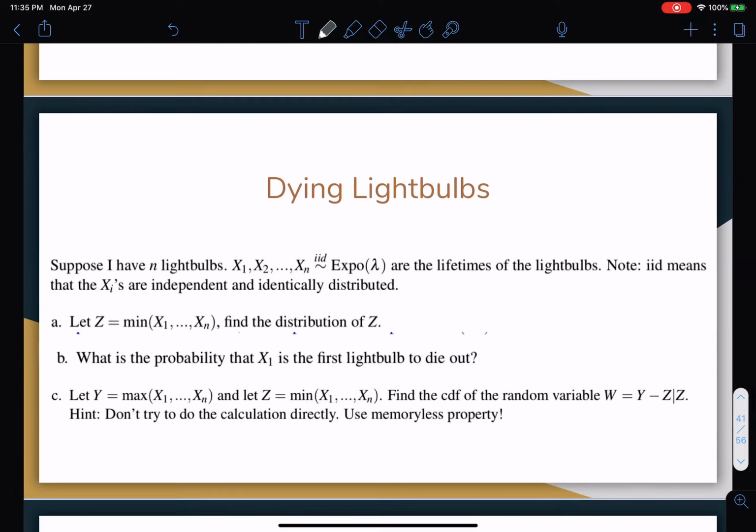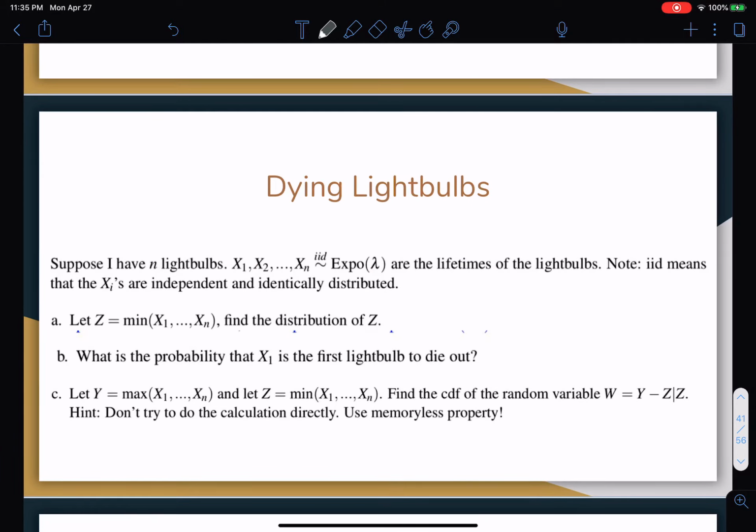Okay, dying light bulbs. Suppose I have n light bulbs, x1 to xn, and they're distributed exponentially with lambda, and that's the lifetime of the light bulbs. And they're distributed IID. Okay, question A. Let Z be equal to the minimum of x1 to xn. So essentially it's the first light bulb that dies out. Find the distribution of Z. Part B: what is the probability that x1 is the first light bulb to die out? So among x1 to xn, what's the probability that x1 is the first one?